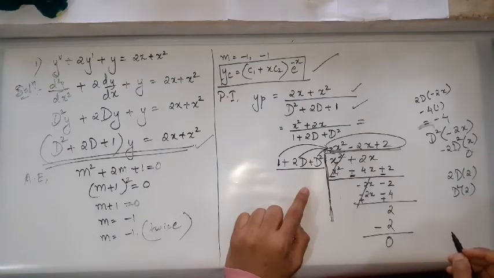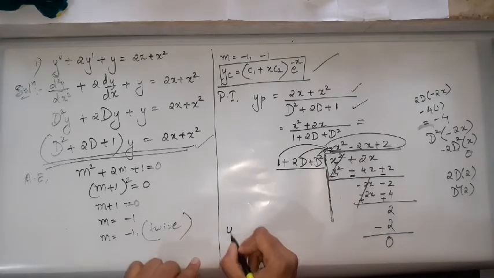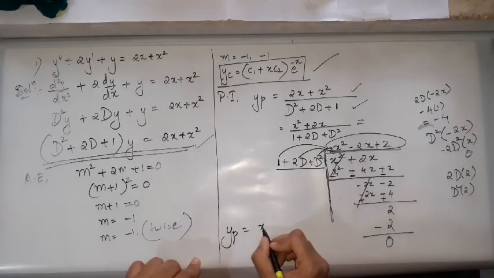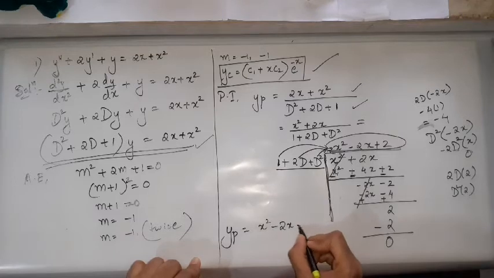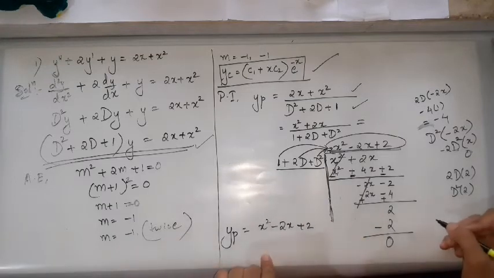This is how you are going to solve whenever you have a polynomial equation. So write your YP here. Your YP is equal to x square minus 2x plus 2. This is the solution for YP.